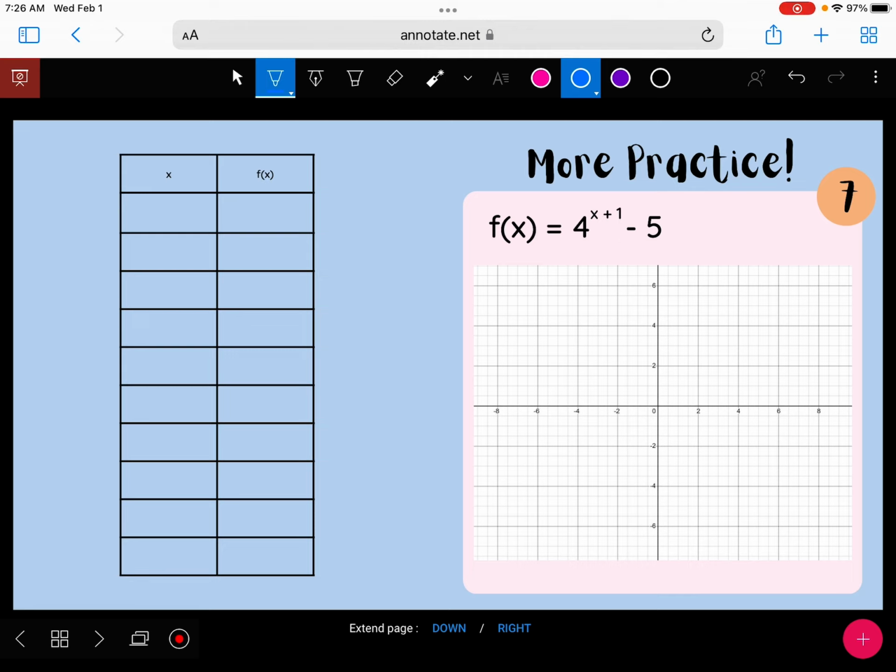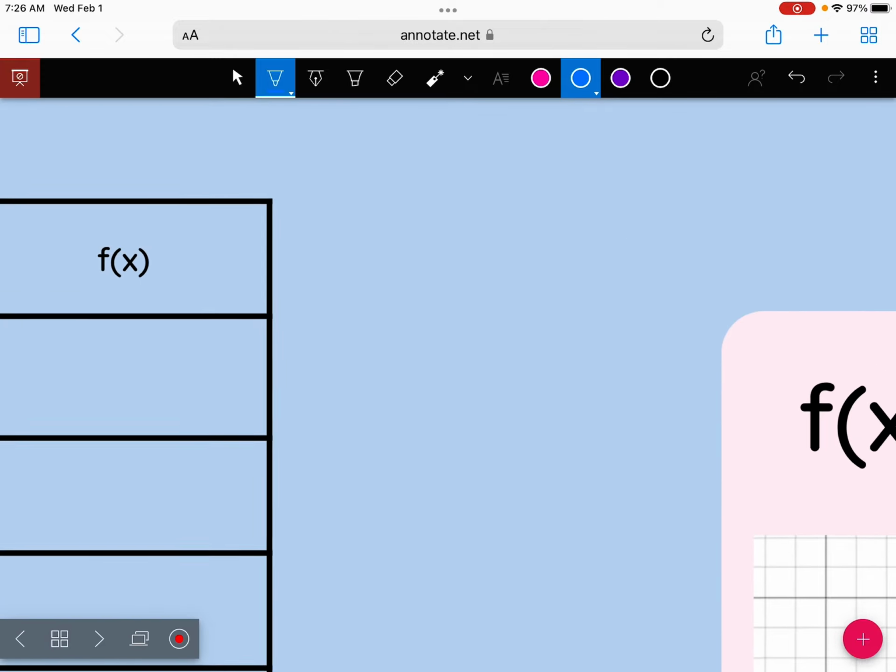So, our equation is 4 to the x plus 1 minus 5. The fun thing about this one is that this is actually a homework problem. So if you do it in class with us, then you've got a homework problem already done. Or at least to look at. So you can put it in McGraw-Hill later today. Okay, so 4 to the x plus 1 minus 5. What is our a, h, and k values?